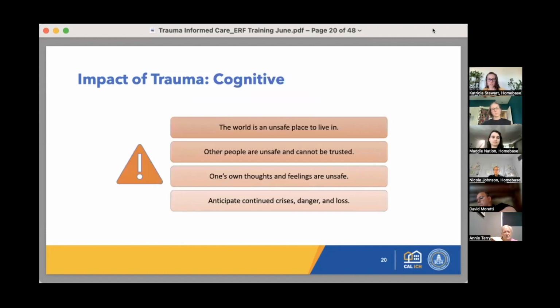Cognitively, trauma can make us feel like the world is an unsafe place to live in, that other people are unsafe and can't be trusted, that one's own thoughts and feelings are unsafe, and can cause us to anticipate crises, danger, and loss when they may not actually happen or even be likely to happen.